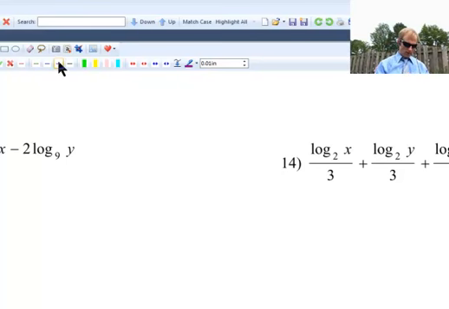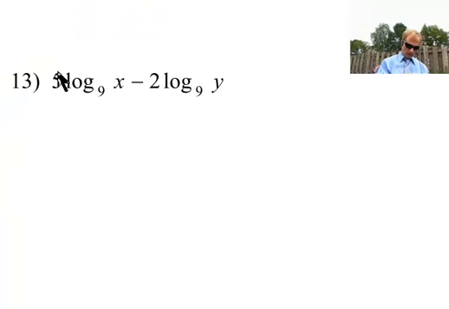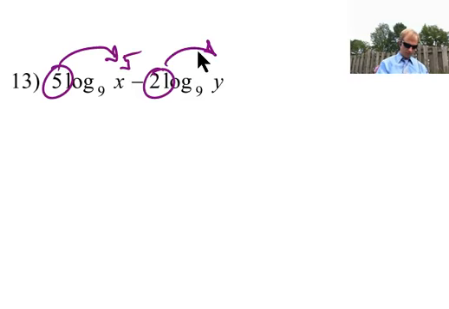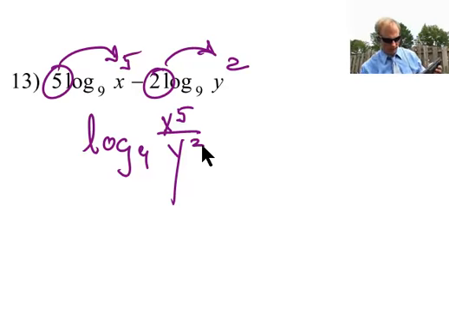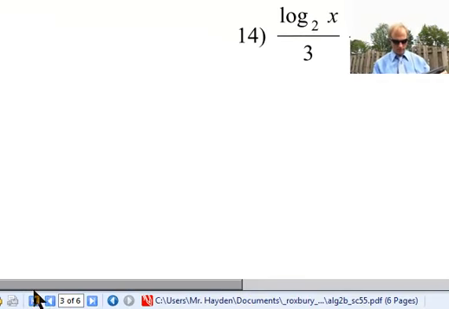Okay, and the next one, I have 5 log x base 9, and so I have 2 multipliers, so they're going to come up and turn into exponents. And now I have a quotient, so once again, my difference is going to turn into a quotient, and I'm all set.